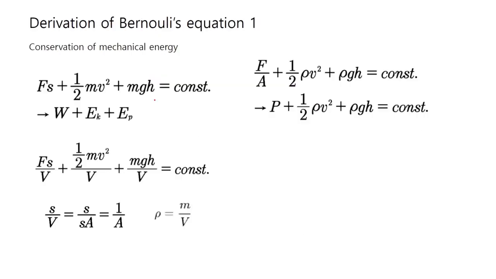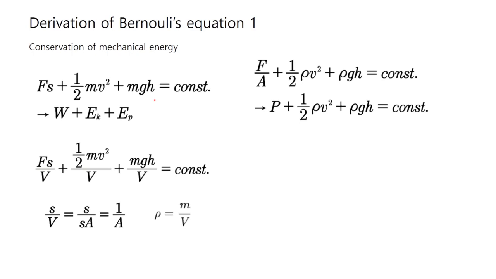Next is the derivation of the equation in two ways. The first way is from what we all know. The other is by calculus. This is the equation for the conservation of energy. If we divide it by volume, it is still constant.